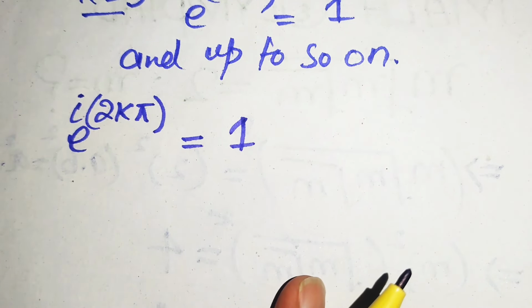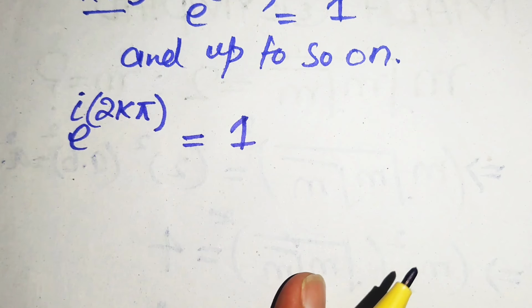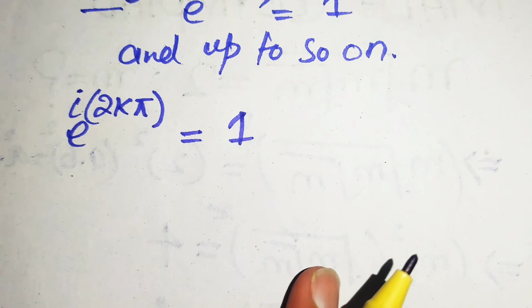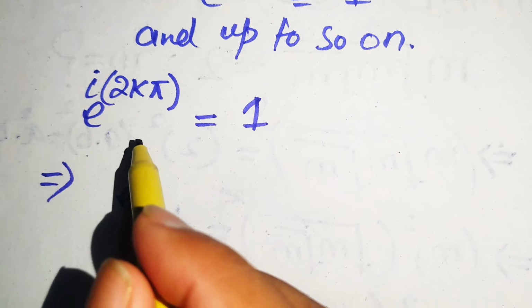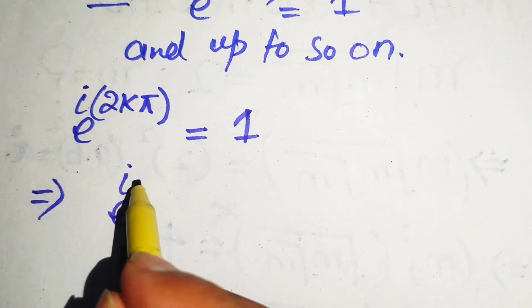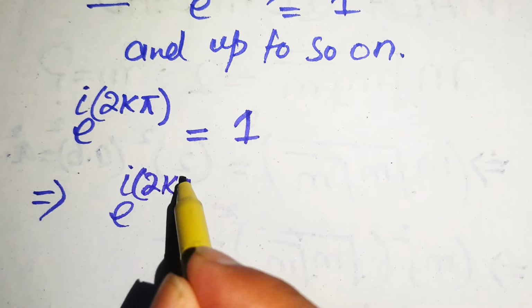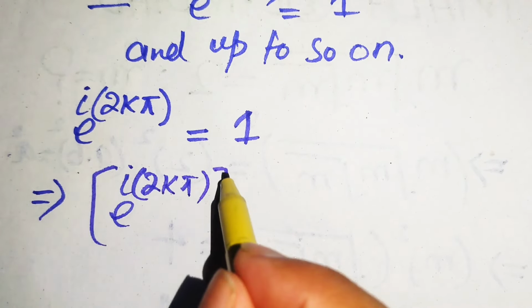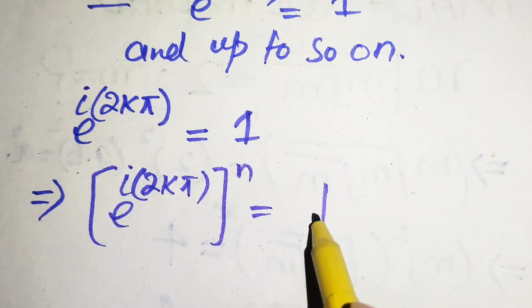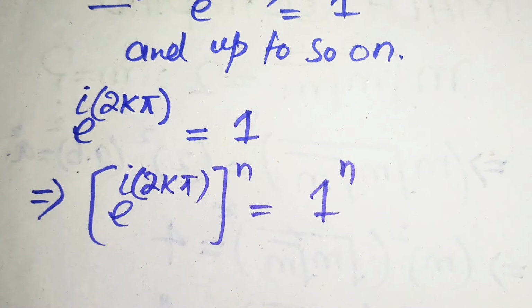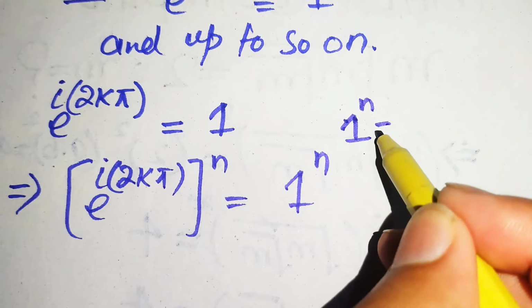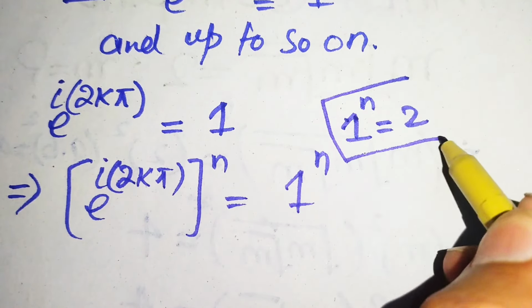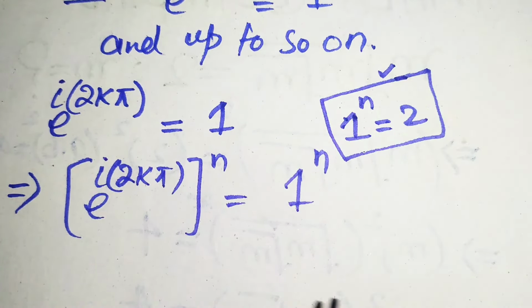Now we move towards our final target, which is to find the value of n. So we take the nth root on both sides, and it will be written as e to the power of 2k pi, and its whole power n equals 1 to the power of n. Here we are given that the value of 1 to the power of n equals 2. We use this value because this is our given question statement.